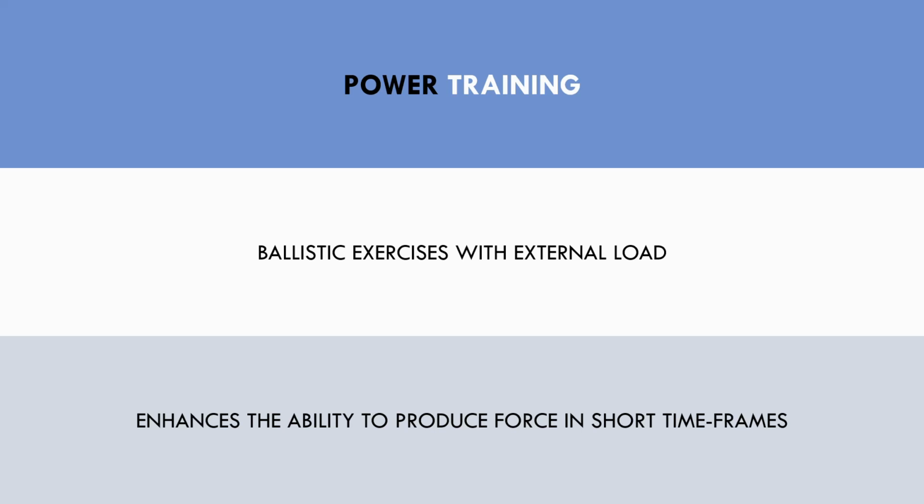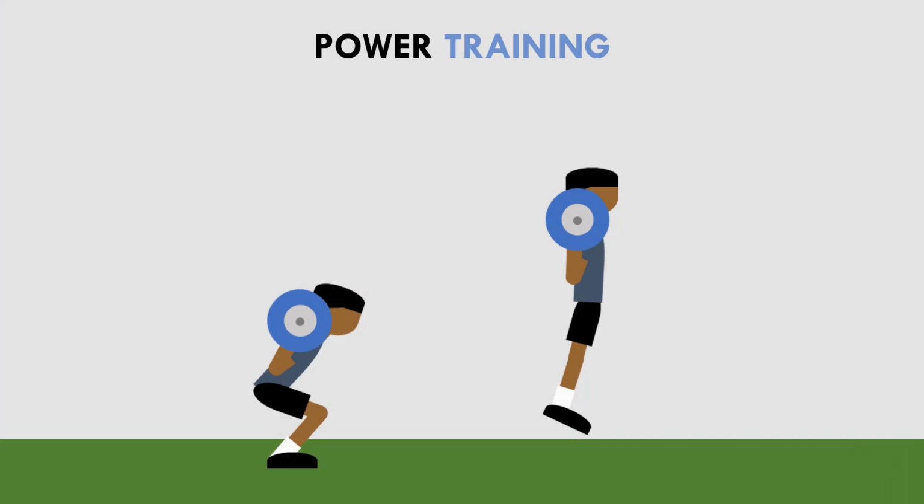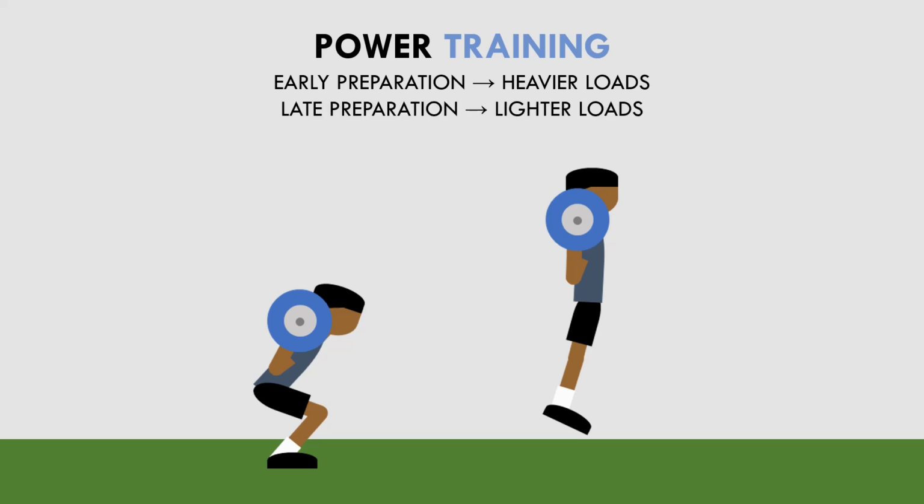Power training can use different loads based on what we want to emphasize. Heavier loads should be used earlier in the preparation cycle to emphasize force output, while lighter loads should be used later in the preparation cycle to emphasize velocity. This will build a foundation of force output, which will potentiate the ability to produce forces in faster times.